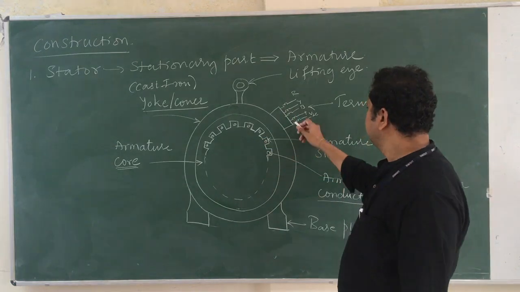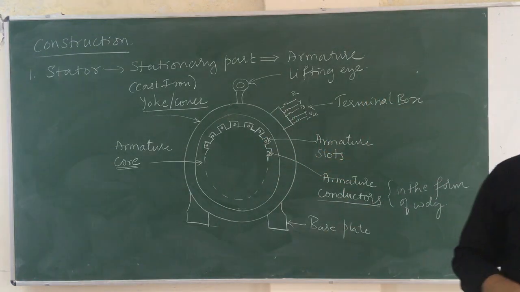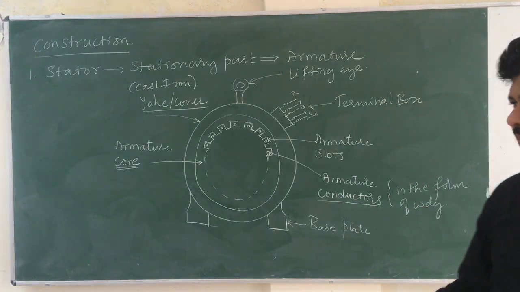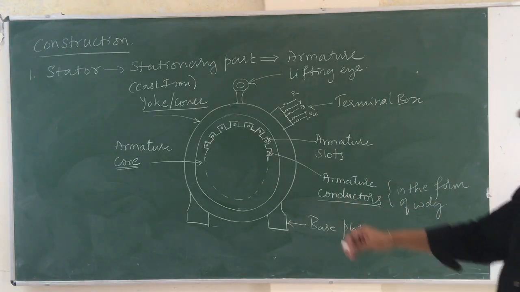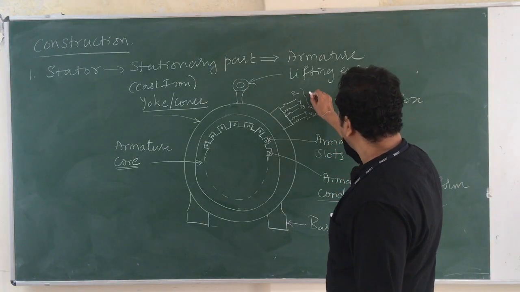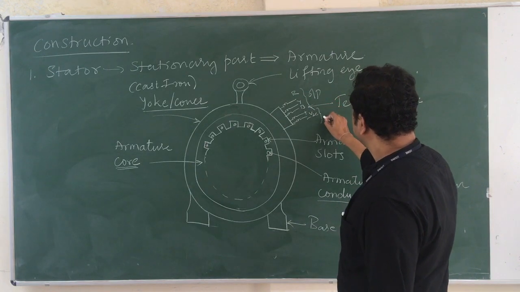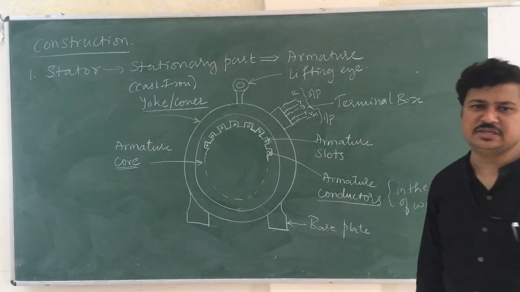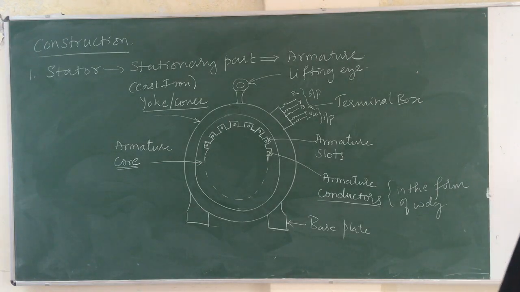This is the terminal box from where the field input is given and the armature output is taken. RYB indicates the output, and plus and minus VDC is the input to the field. So this is the armature structure. It is a hollow cylinder. The armature is a hollow cylinder where the slots are punched in its inner periphery.